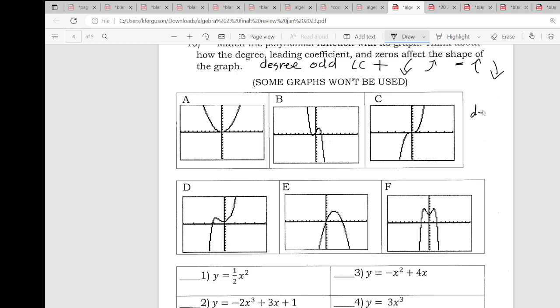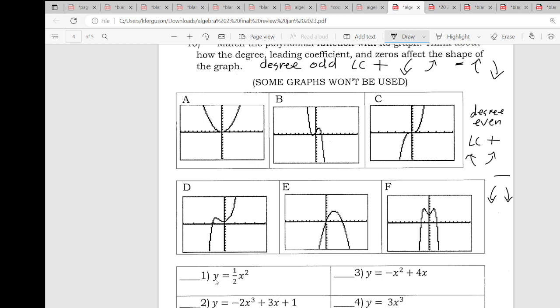If the degree is even and my leading coefficient is positive, then I start up and I end up. If my leading coefficient is negative, I start down and then go down.